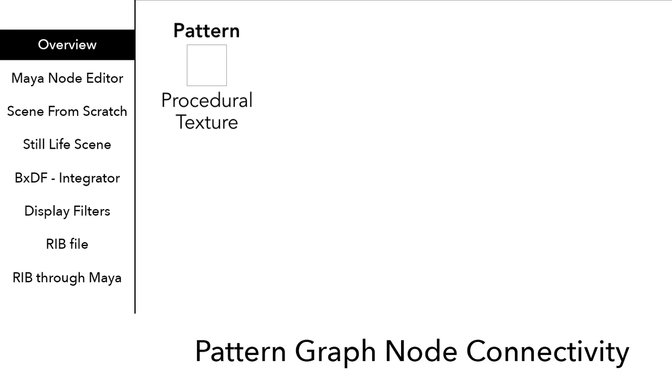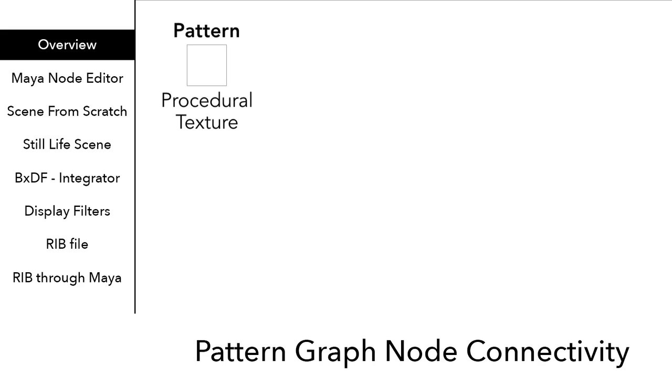Let's take a look at how the architecture of the data flow in RIS works with respect to our graph node and our patterns and textures feeding into materials, feeding into the integrator and the final image. Let's take a look at the conceptual level, and then we'll dive into Maya to see it in action.